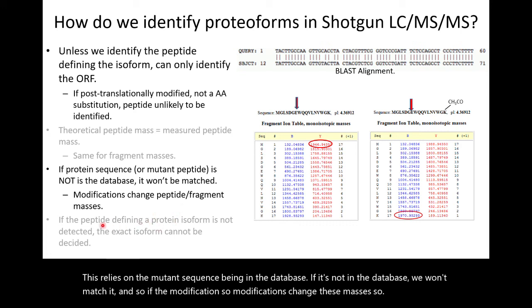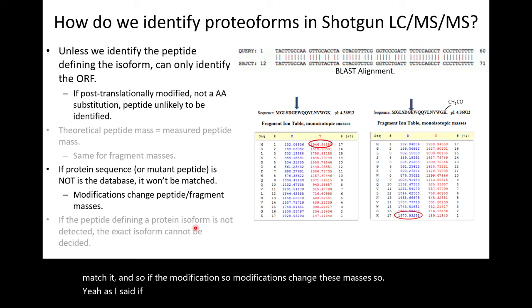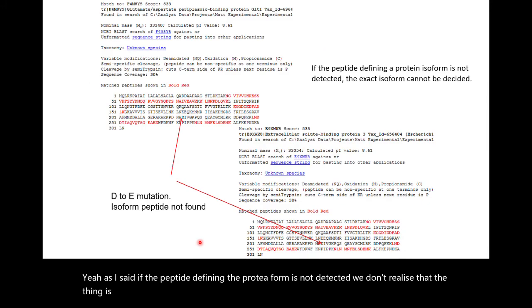As I said, if the peptide defining the proteoform is not detected, we don't realize that the thing is actually there. So this is a real example.